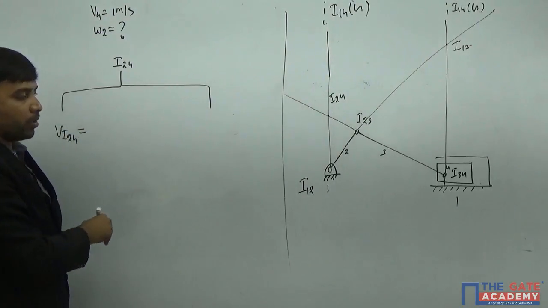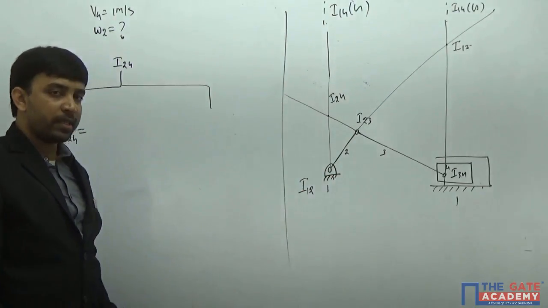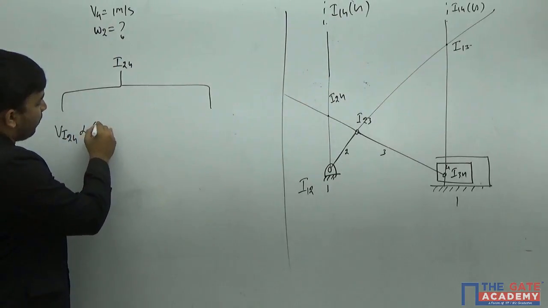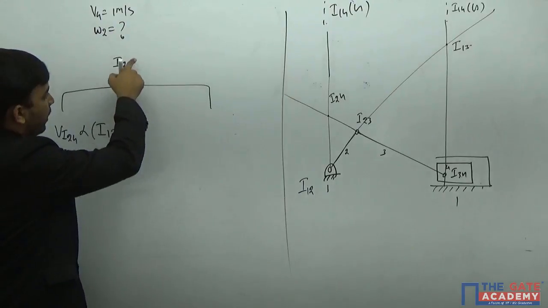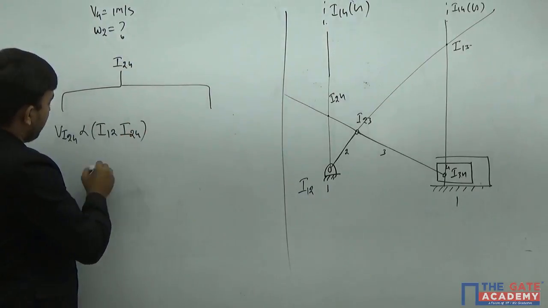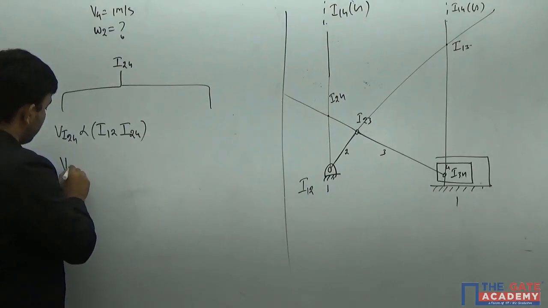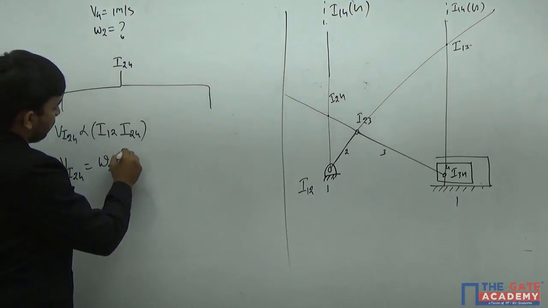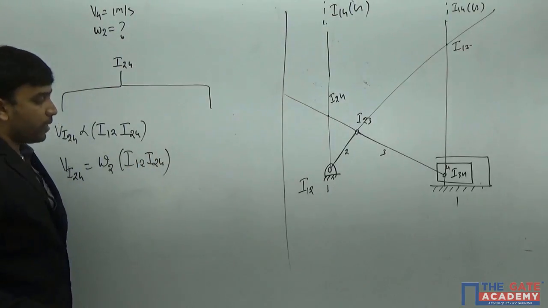If it lies on link number 2, and link number 2 is rotating with respect to the fixed link about this point, that is I12, then I can say the velocity of I24 is directly proportional to its distance from the center of rotation. The center of rotation is this one, and the point where I want to find the velocity is I24. So the velocity of I24, if it lies on link 2, depends on the angular velocity of link 2 and its distance from the center of rotation. You can see it's r times omega.